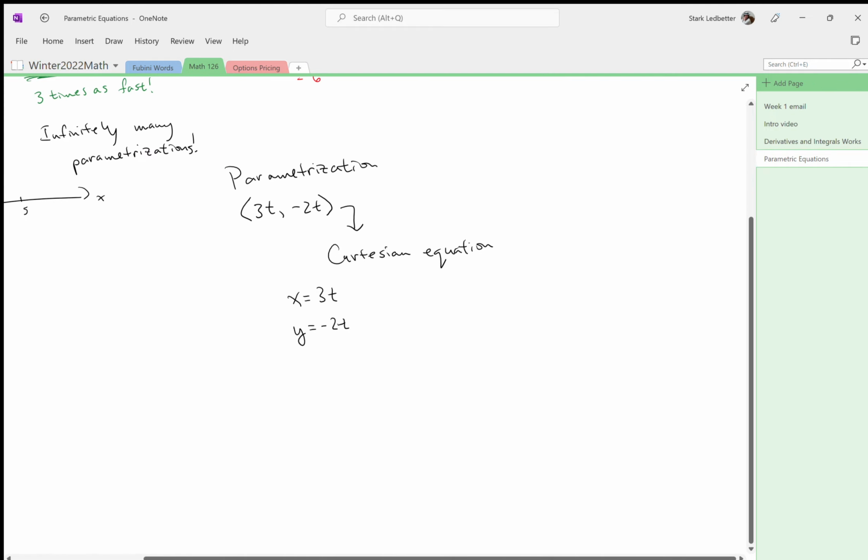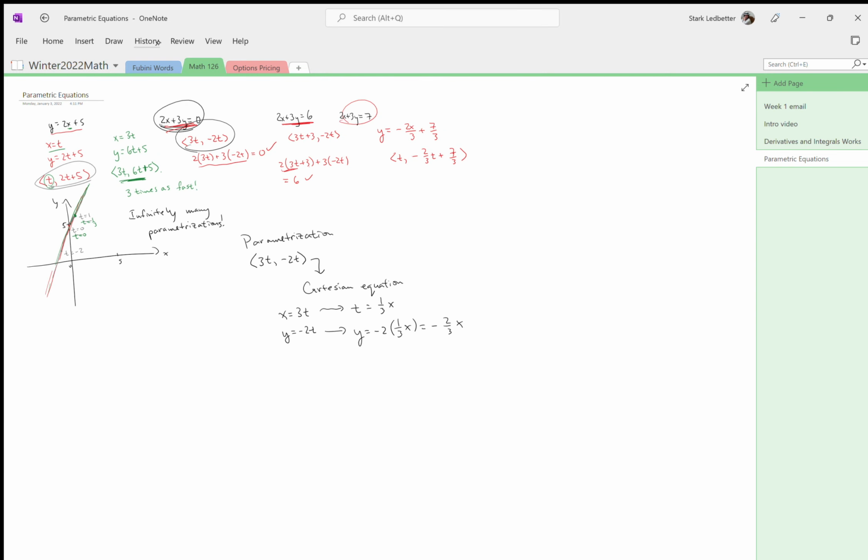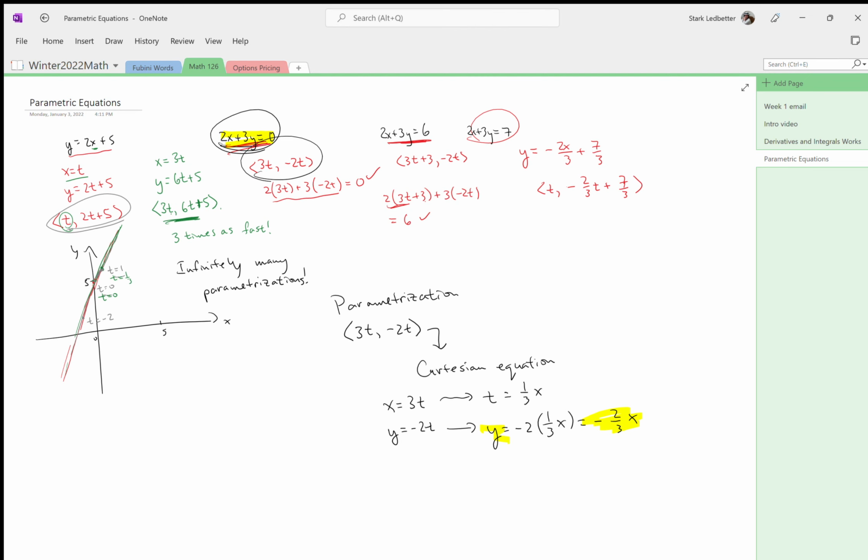Let's do that. Okay, so t equals 1/3 x. That's good. So then I sub that into here, and then y equals negative 2 times 1/3 x, so y equals negative 2/3 x. And then I can see through algebra that y equals negative 2/3 x is the same as 2x plus 3y equals 0. So going back the other way can be easy, can be hard. With lines, it's not so bad.